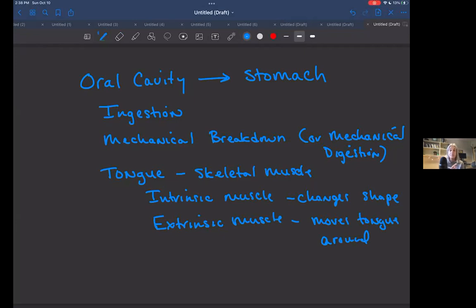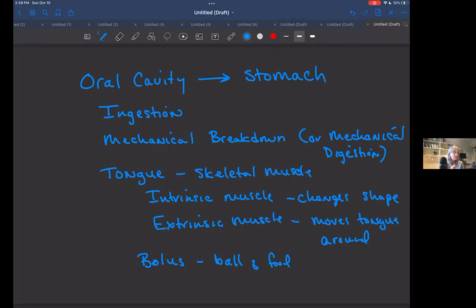It also is really important because it forms a bolus. A bolus is a ball of food, and this bolus is what is going to be swallowed. It's very important that we swallow our food carefully instead of inhaling it, because we want it to press down on the epiglottis so it bypasses the trachea and goes into the esophagus. So the tongue helps in manipulating and creating a ball of food.